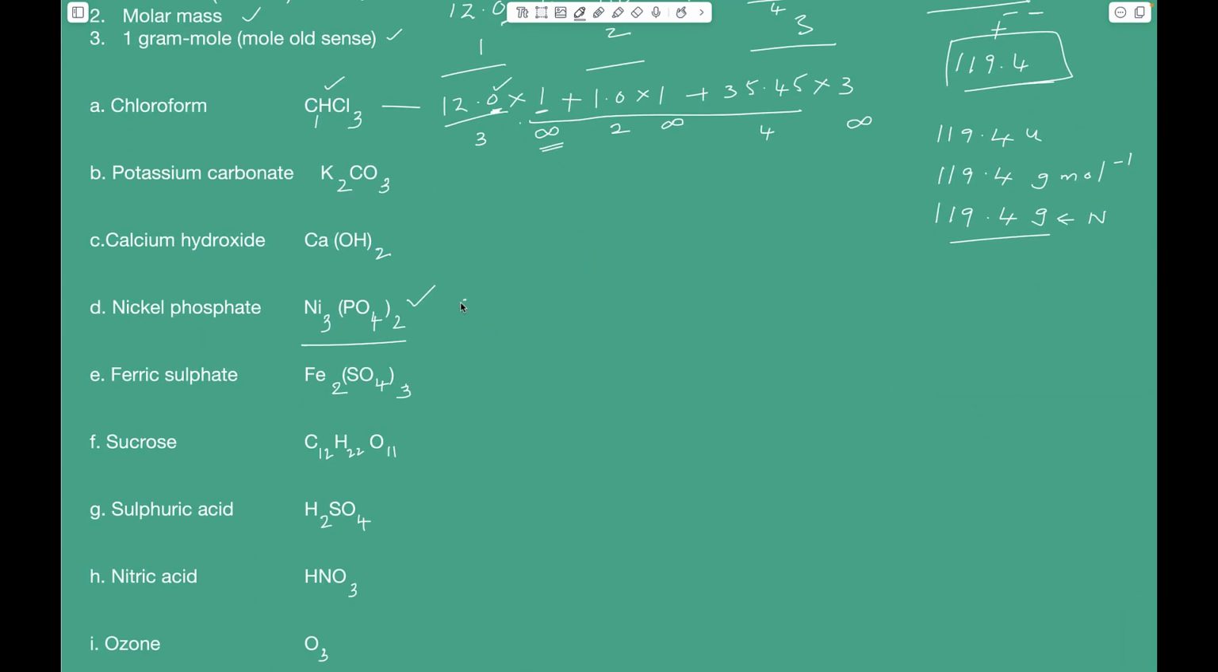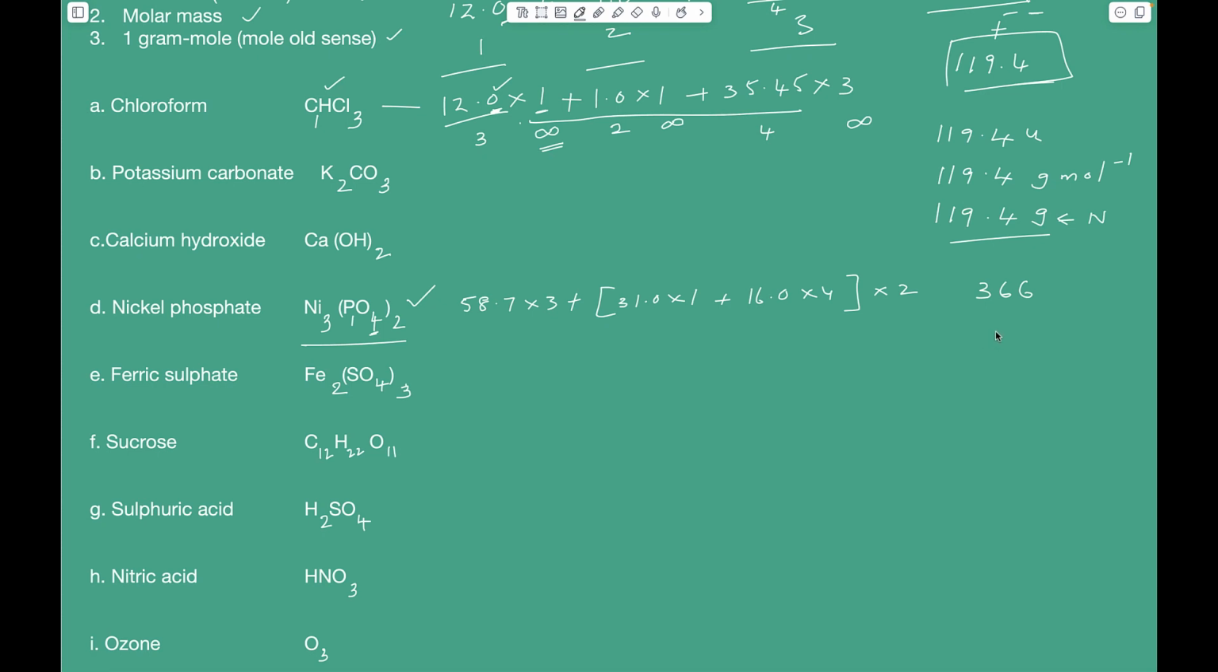So it would be 58.7 times 3 plus 31.0 times 1. The subscript for phosphorus here is 1, plus 16.0 times 4. The subscript for oxygen is 4. And we have 2 such units, so you have to multiply this whole thing with 2. And upon simplification and applying the rounding rules correctly, you must get a value of 366 for the formula weight of nickel phosphate. Then what would be its formula mass?